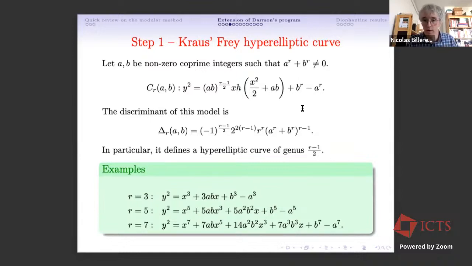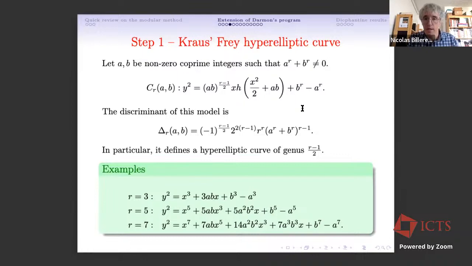But for other values of r greater than or equal to 5, if you take the Jacobian of this hyperelliptic curve, that will be an abelian variety of dimension greater than 1, so not an elliptic curve. We're not really interested in r equals 3 because it's been studied already, even though it's still open. So except for r equals 3, we don't have a natural two-dimensional Galois representation attached to this object, because the abelian variety has dimension greater than 1.